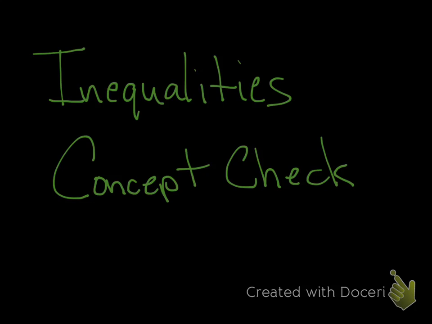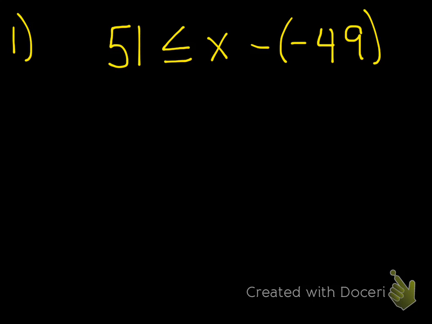I'm going to do one problem at a time. If you didn't get 1, 2, 3, 4, 5 wrong, something like that, you can just fast forward to the ones that you got wrong. All right, so number 1.